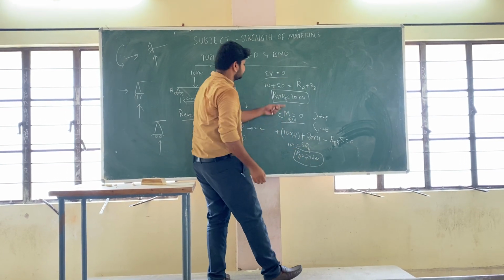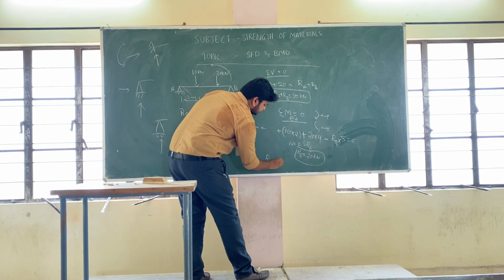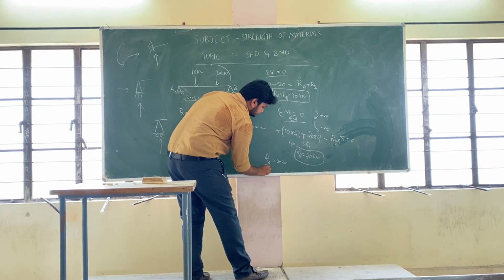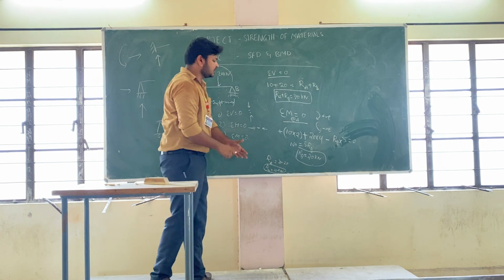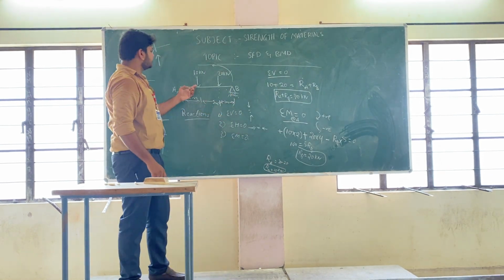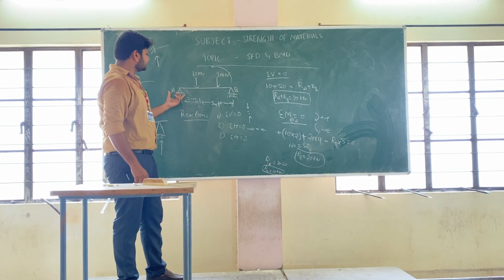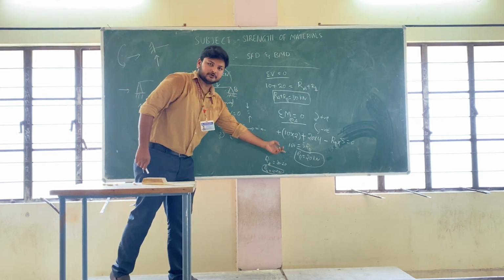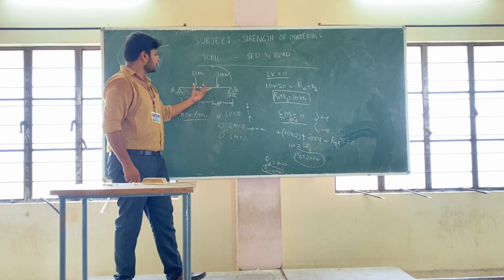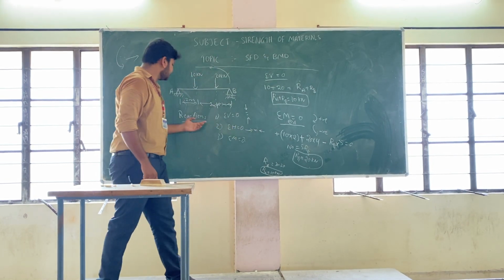If you solve this, you will get RA is equal to 30 minus 20, that is RA is equal to 10 kilonewtons. What are these values telling? RA should take 10 kilonewtons and RB will take 20 kilonewtons, so that the beam will be stable. Okay, so the first step is completed, that is finding out reactions.